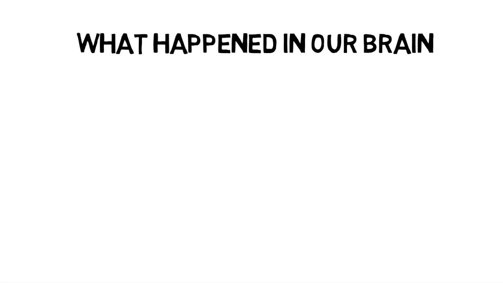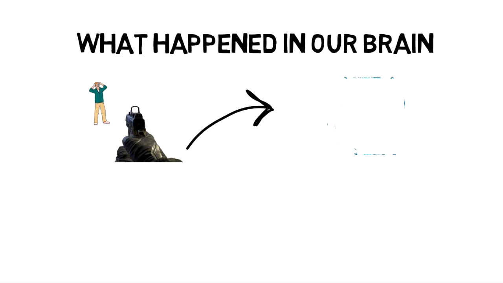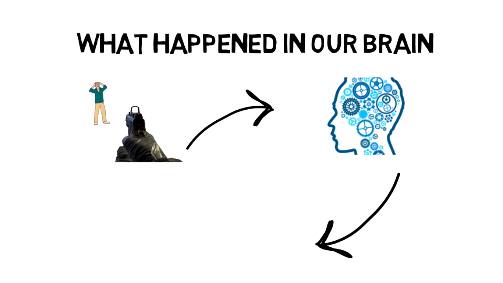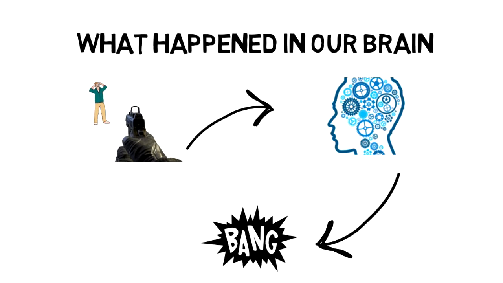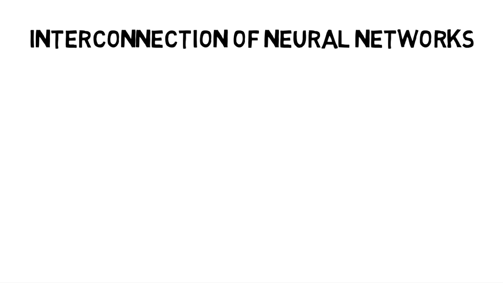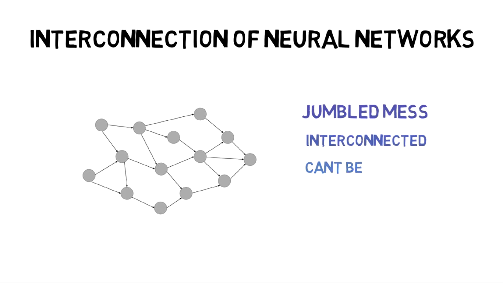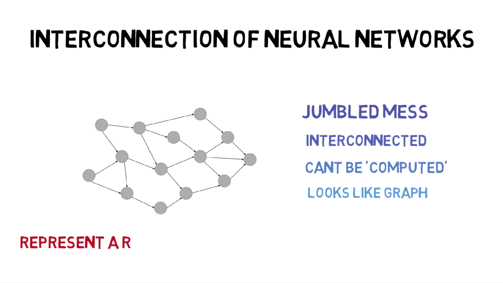And if you're wondering what happens in our brain when we want to shoot this confused guy, first, we see him, and then we process it in our brain with our neural brain cells. And our brain will give the output, which in this case is to shoot the guy. And bang, that guy is killed. And this is how our neural brain cells look. They are in random positions, a jumbled mass, interconnected, and cannot be computed. It looks a bit like a graph. This represents a real neural network in our brain.